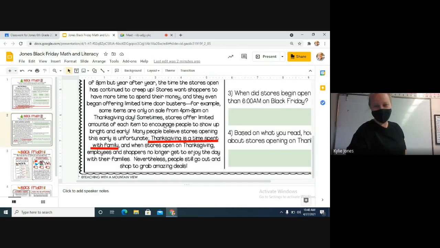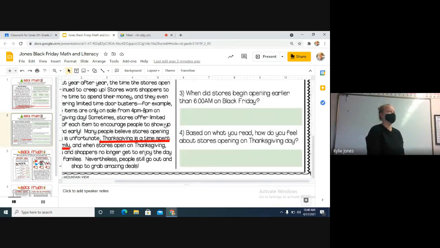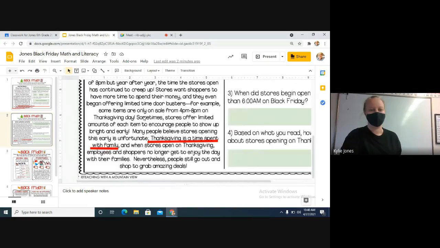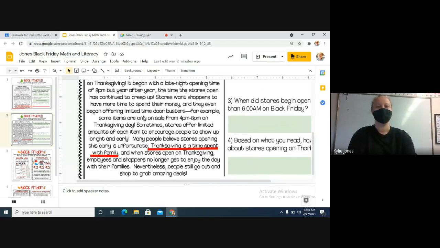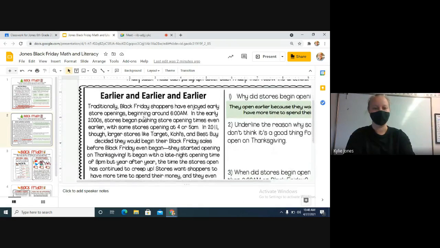All right, let's look at number three. Bradford, read number three for us. When did the stores start opening earlier? What does it say? Oh, I heard a couple of different answers there. Where do we see our answers? 2011. Okay, 2011. The stores like Target, Kohl's, and Best Buy decided they would begin their Black Fridays before even Black Friday began.